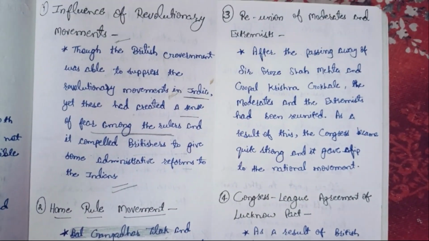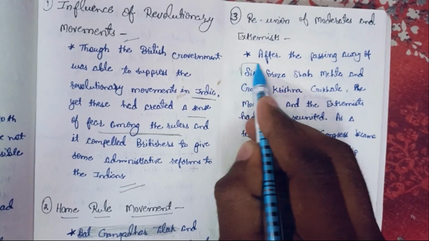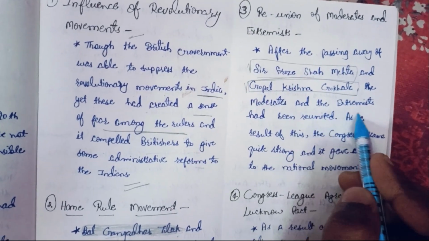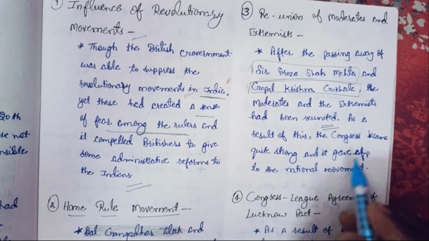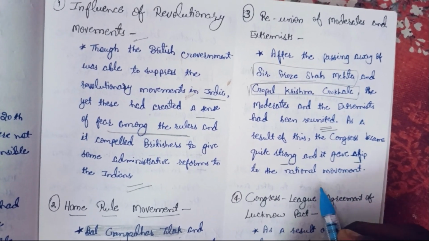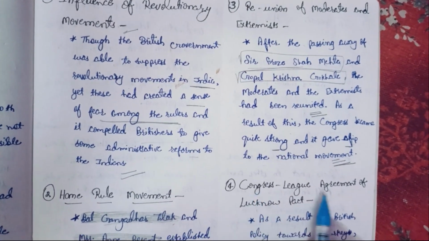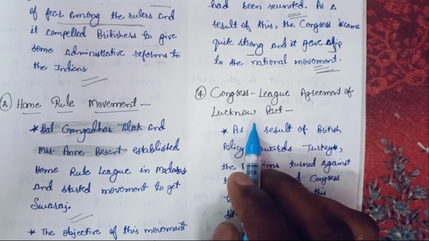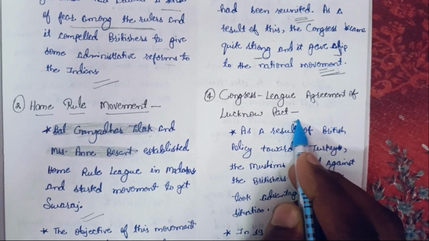The third factor was the reunion of moderates and extremists. After the passing away of Sir Firoz Shah Mehta and Gopal Krishna Gokhale, the moderates and extremists were reunited. As a result of this, the Congress became quite strong, and it gave a boost to the national movement. The fourth reason is the Congress-League Agreement, the Lucknow Pact.